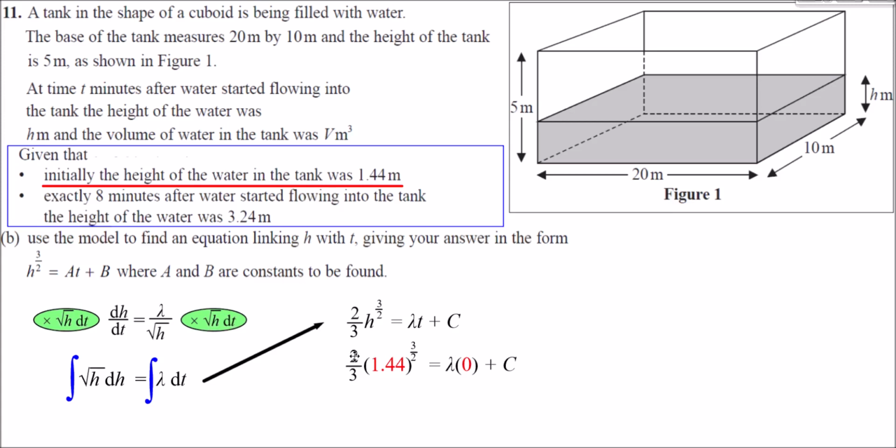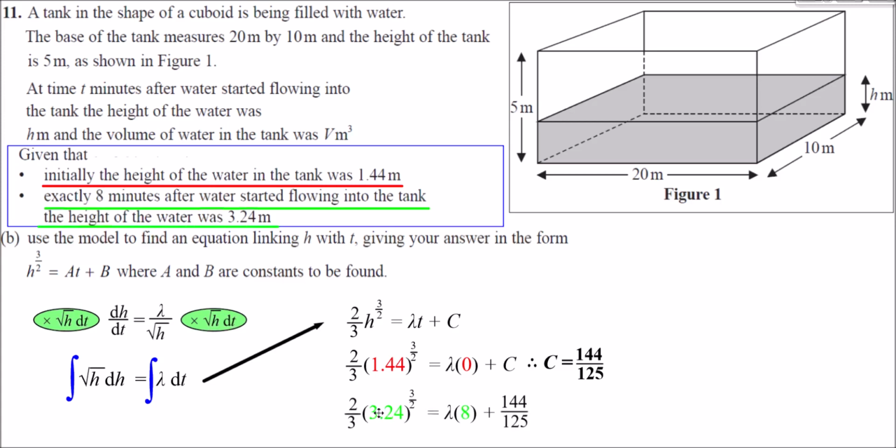So on a calculator, if you try 2/3 times 1.44 to the power 3 over 2, what you should find is it's 144 over 125. So in exact form, c is 144 over 125. To work out lambda, because there's two unknowns, we need an extra piece of information, which we have here. It says exactly 8 minutes after water started flowing into the tank, the height of the water was 3.24. That means we can now substitute in when t is 8, h is 3.24.